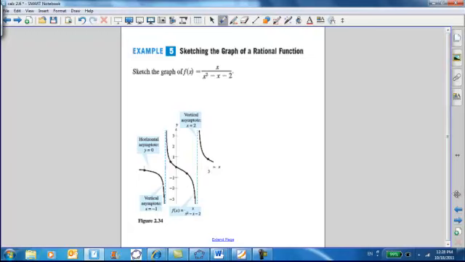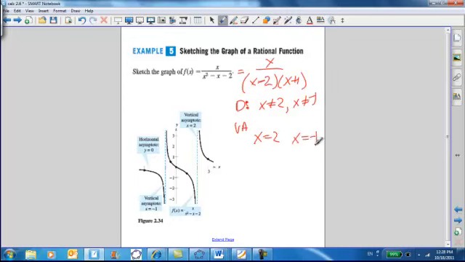Now, the rational function's x over x squared minus x minus 2. How does this get so many asymptotes? Well, it's because the bottom factors, the x minus 2 times x plus 1. So we get a domain restriction of x cannot equal 2 and x cannot equal negative 1. And so we get vertical asymptotes at x equals 2 and x equals negative 1.